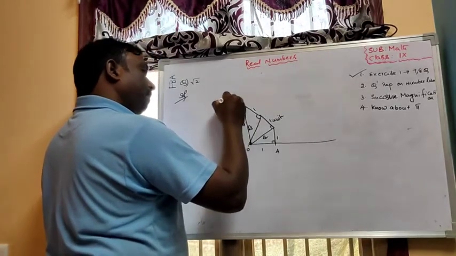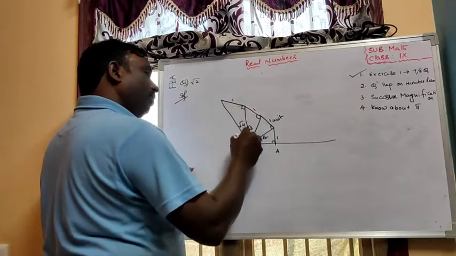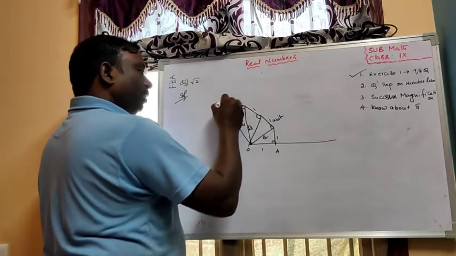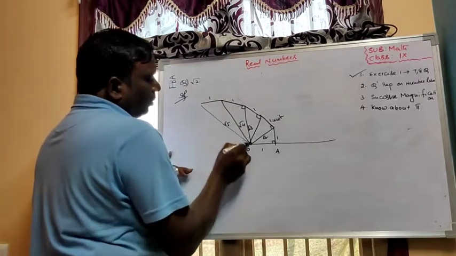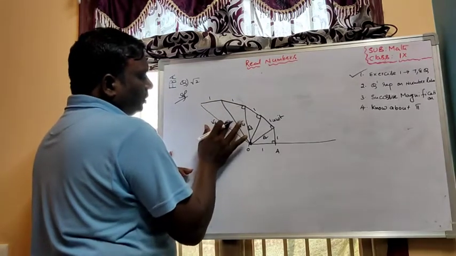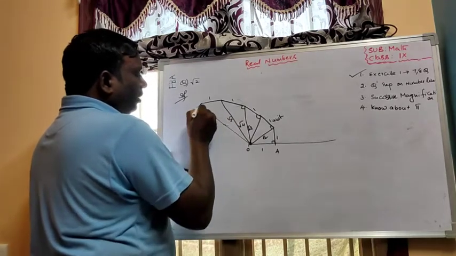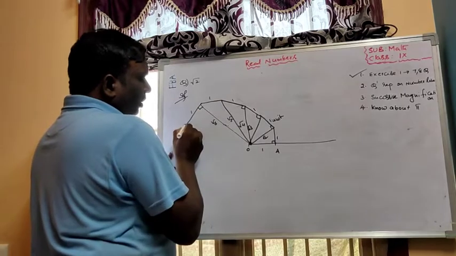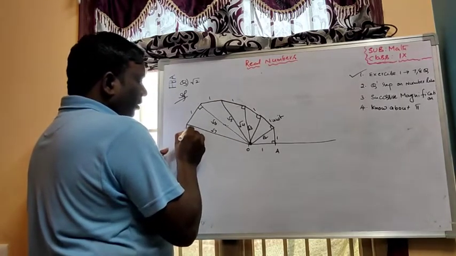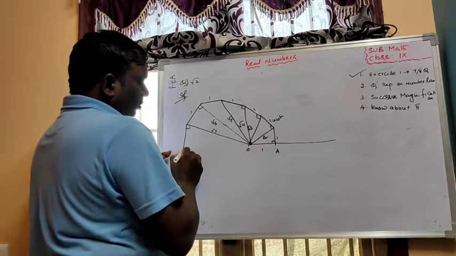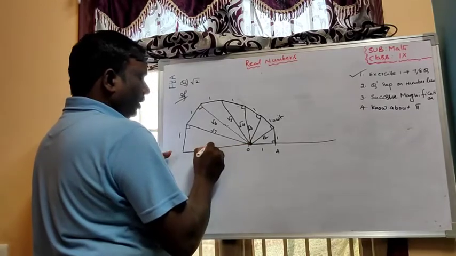Again a perpendicular line, 1 unit, if you join you will get root 5. Again a perpendicular line, 1 unit, if you join here, root 6. Again a perpendicular line, 1 unit, if you join, root 7. Again a perpendicular line and 1 unit, if you join, root 8.